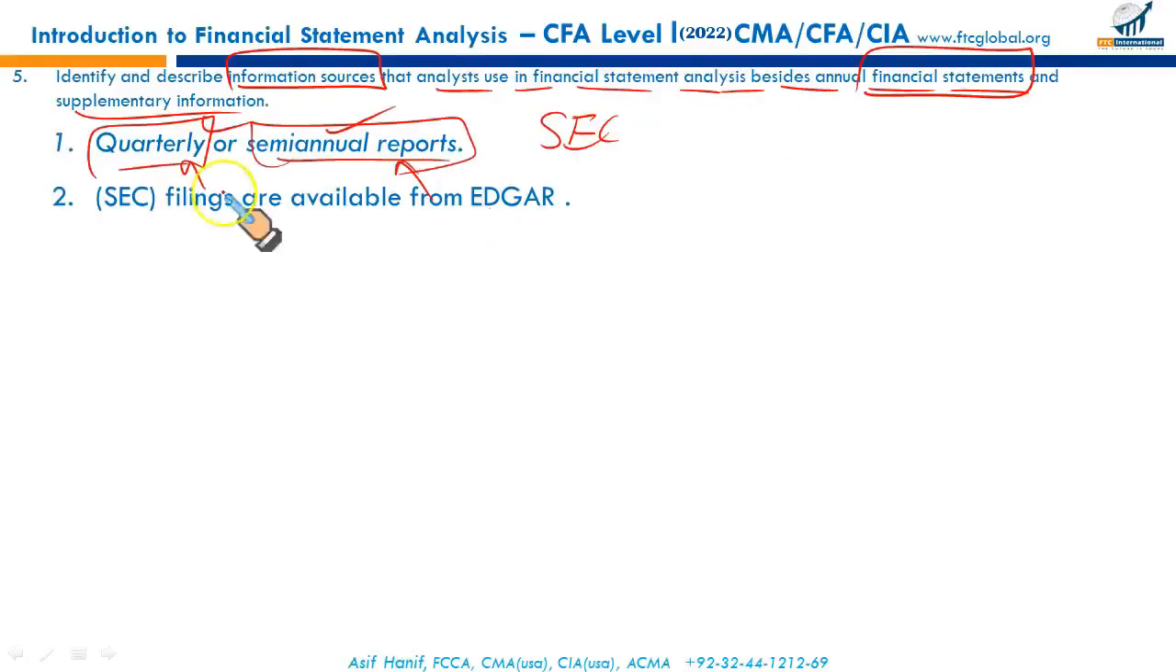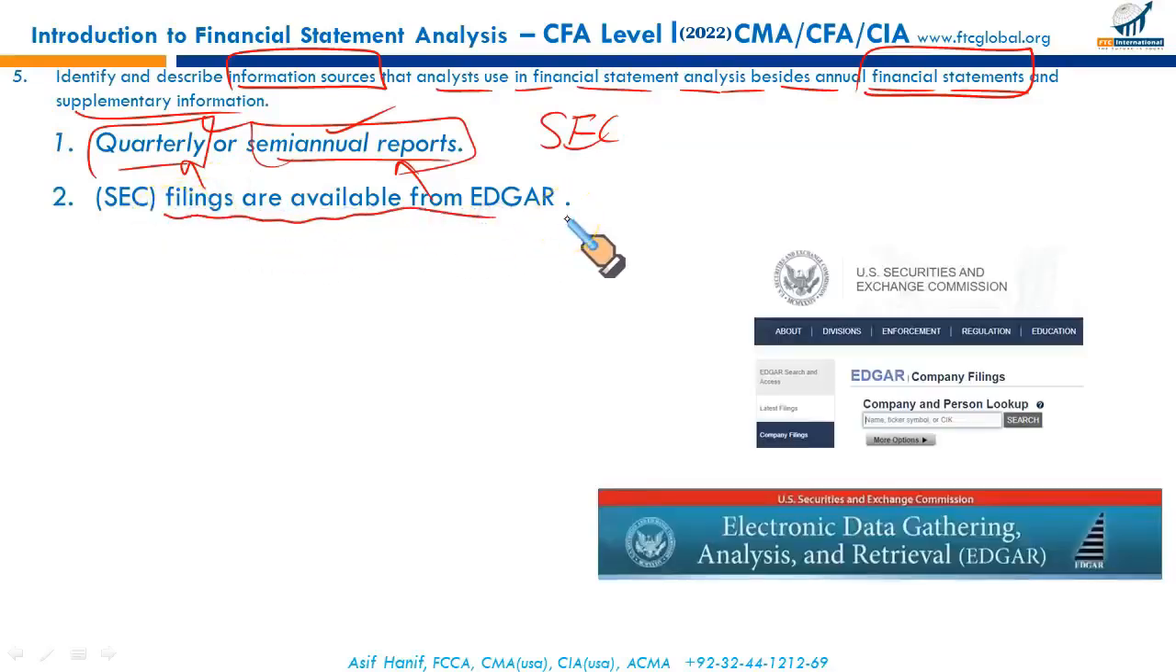Then SEC filings are available at EDGAR. This is the system in the US, Electronic Data Gathering, Analysis and Retrieval System. Those companies that are listed in the US, registered, are required to file certain documents. Those of you from Pakistan who are working in accounting departments, I'm sure you know that we are required to file certain forms and documents with the SEC, like Form 32, Form 28, Form 27, Form A.